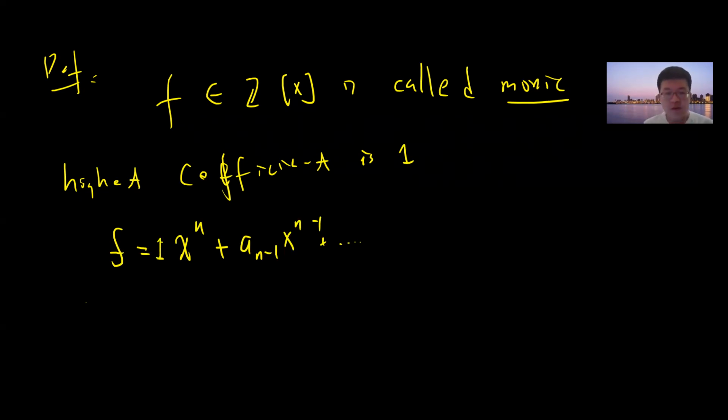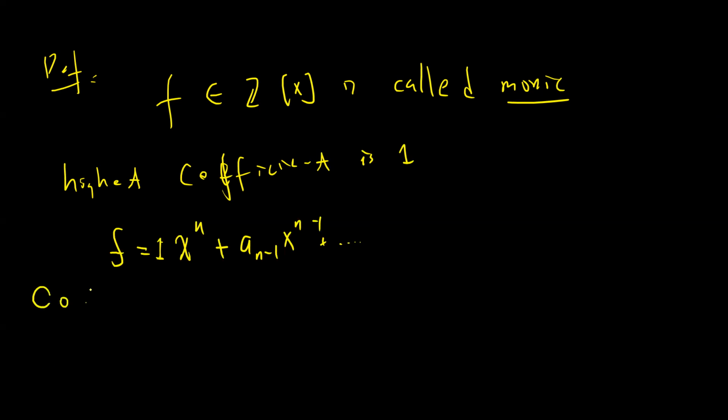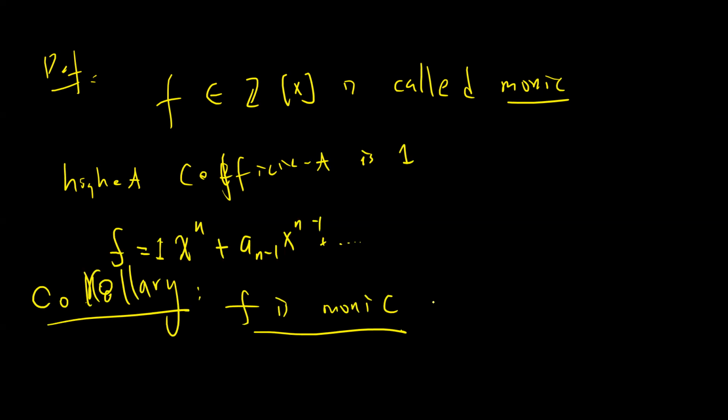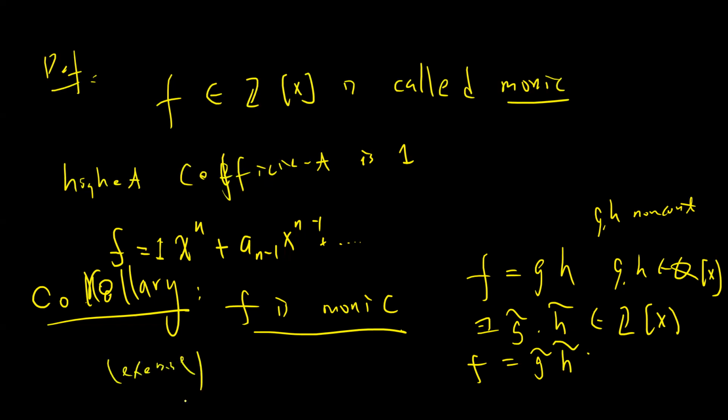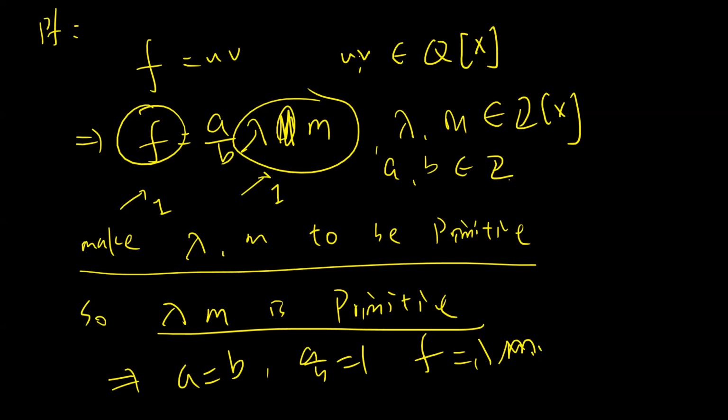Okay, so we have the corollary. The corollary says that if f is monic, and f factors into a product of two non-constant polynomials with rational coefficients, then it factors as a product of two integer monic polynomials. So if f is monic and f is written as g h, with g, h in Q[x] non-constant, there are g tilde and h tilde in Z[x] such that f can be written as g tilde h tilde. This is left as an exercise. By the previous statement, you can just use this lemma and make a small change.